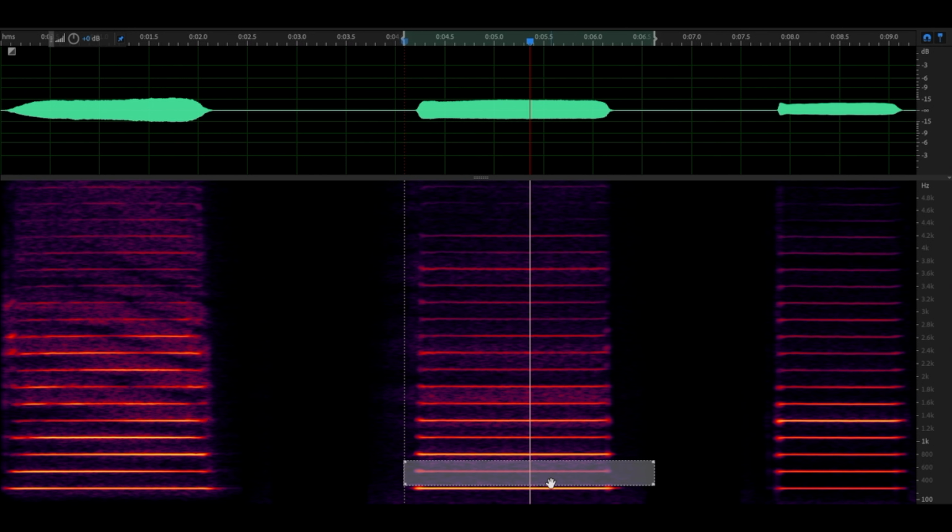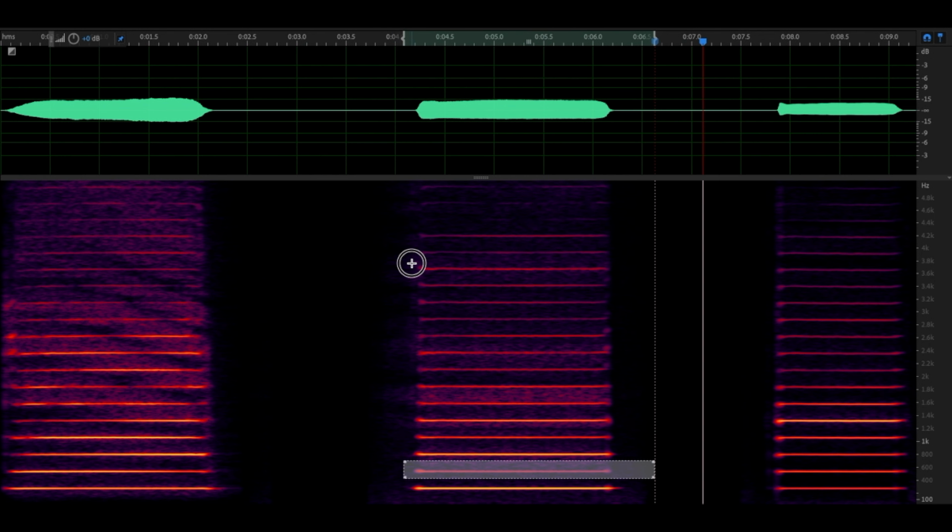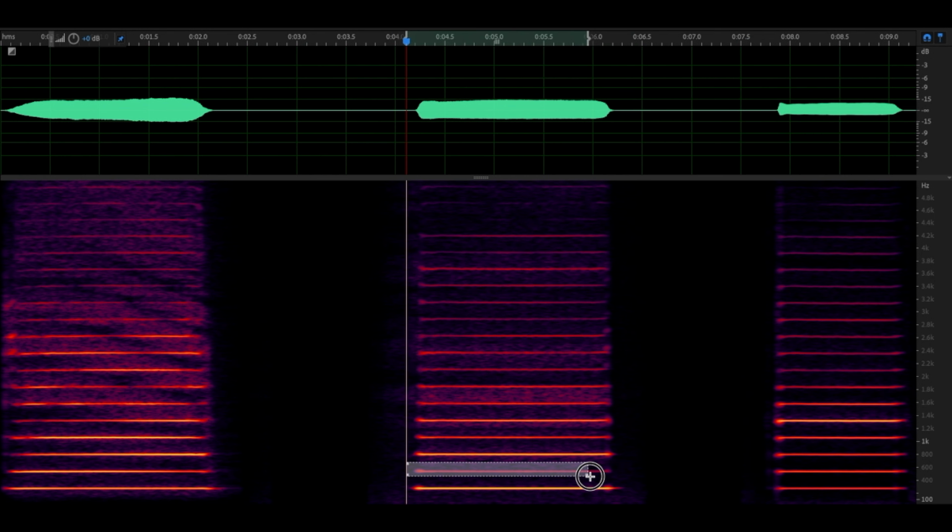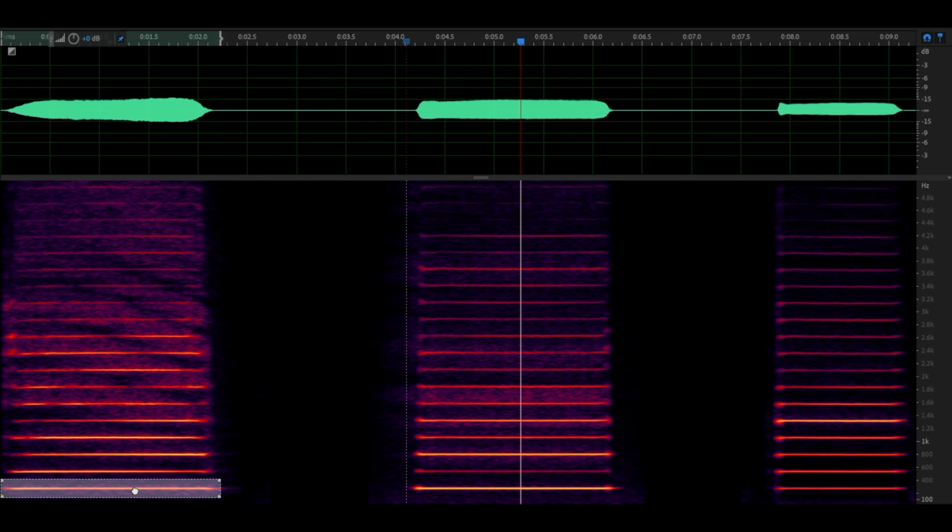And we can hear how its second harmonic is quieter. Let's hear that again. Whereas with the flute, both are loud.